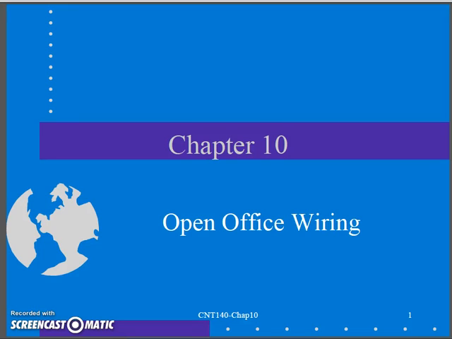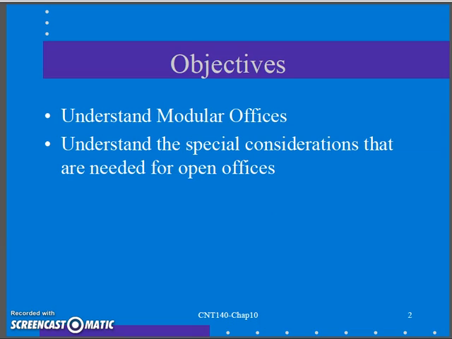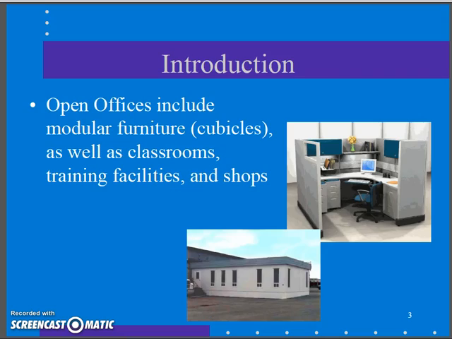This podcast is for CNT140. We're looking at Chapter 10, Open Office Wiring. This is a relatively short one, but you do encounter this, so we need to at least touch on how you deal with this kind of special environment. What we're looking at is modular offices and how to deal with cabling in them.